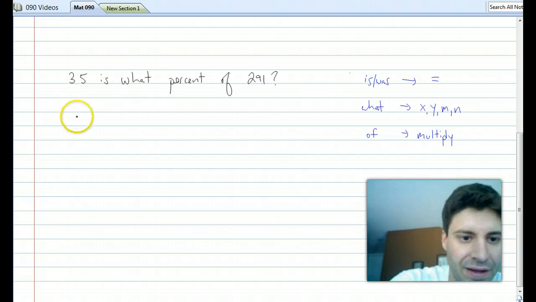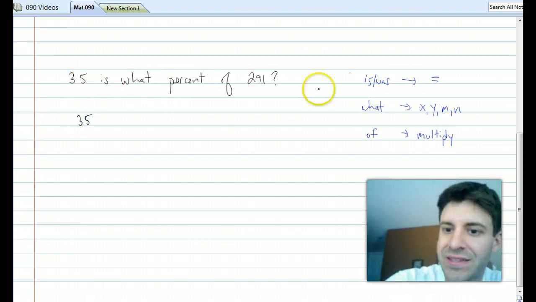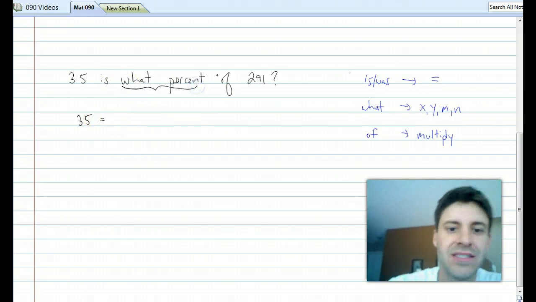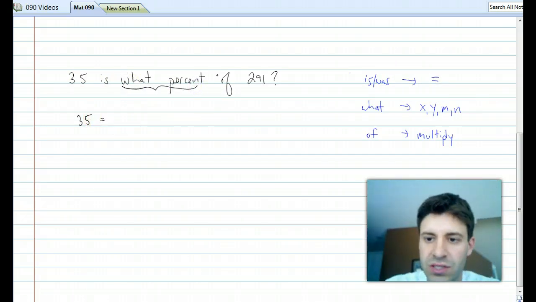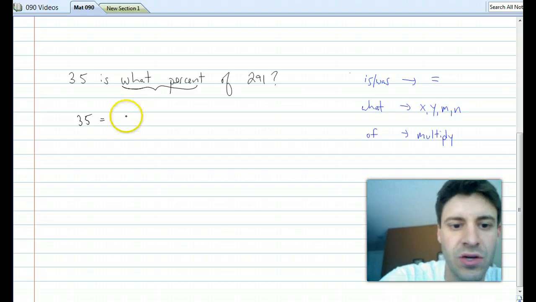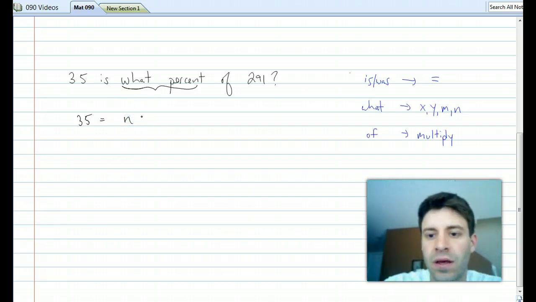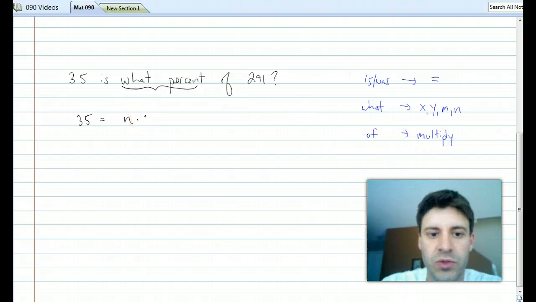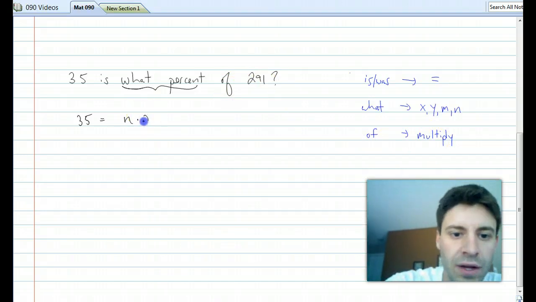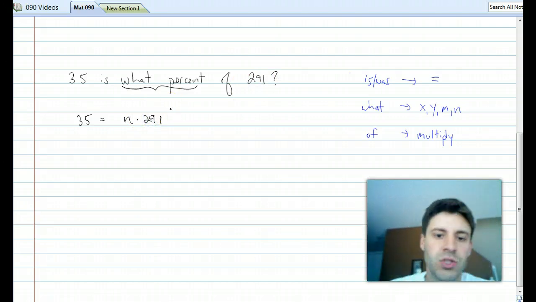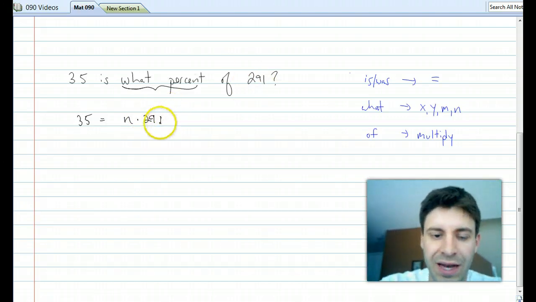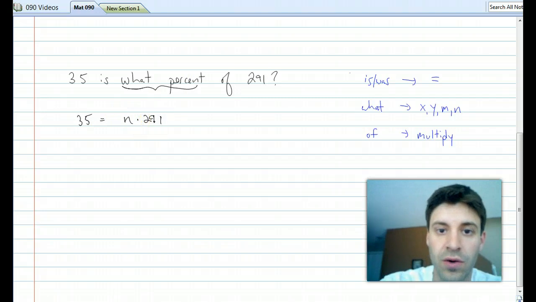Let's use these conversions to change this question into a mathematical equation. So 35, just going to copy down, is becomes an equal sign. What percent? It's asking you what percent you're looking for, so you can just call that a variable. In this case, I'm going to call that an n. Of is multiplication, so I'll put a little dot there for multiplication, and 291. So we've converted our question into a mathematical equation. Now the key is solving that for the unknown.